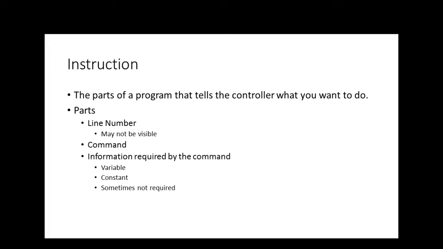So, the parts of an instruction, this is very important. The first thing, and it's going to be on the left on just about all our robots, is something we call a line number. Now, what do you think the line number is? This is the order that the controller is going to run those instructions. That makes sense? The second part is going to be the actual command.